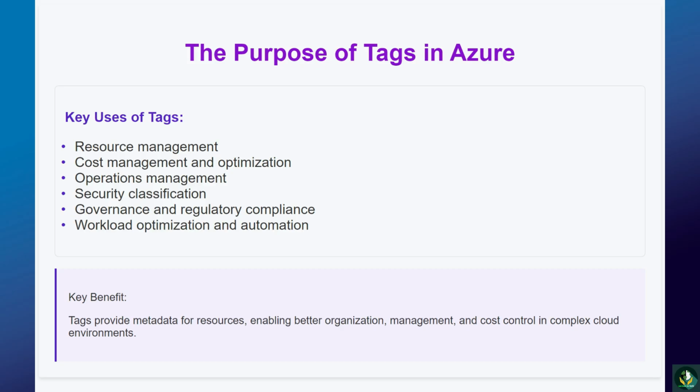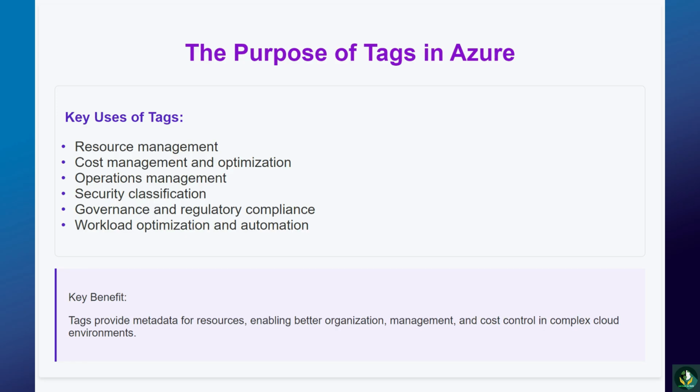As your organization evolves, so should your tagging strategy. Regularly review and update tags to ensure they remain relevant and useful. Use tags in combination with other organization tools. While powerful, tags work best when used in conjunction with other Azure organizational features like subscriptions and resource groups.